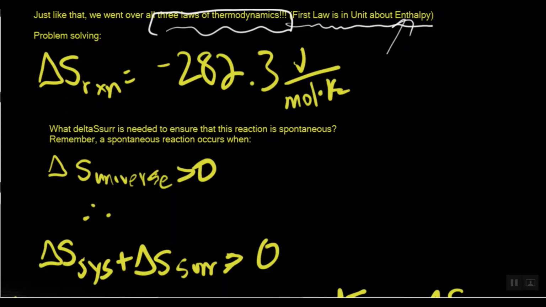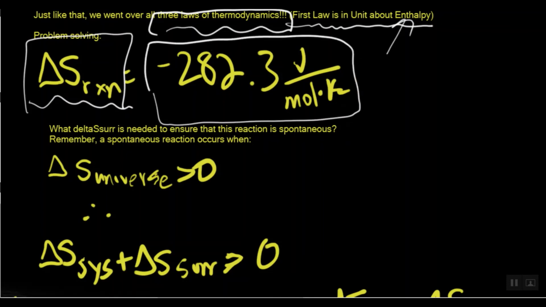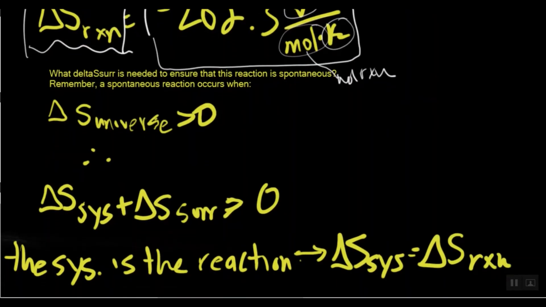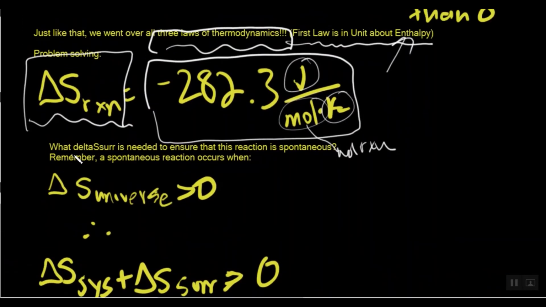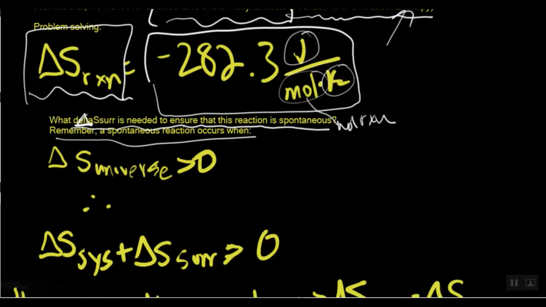So now let's do some problem solving. If I give you the reaction, the delta S of a reaction, and I tell you that the delta S of a reaction is negative 282.3 joules per mole times Kelvin, or mole of reaction, up to you. Now, I want you to figure out what delta S of surroundings is needed to ensure that this reaction is spontaneous. So we have to do some logic building.